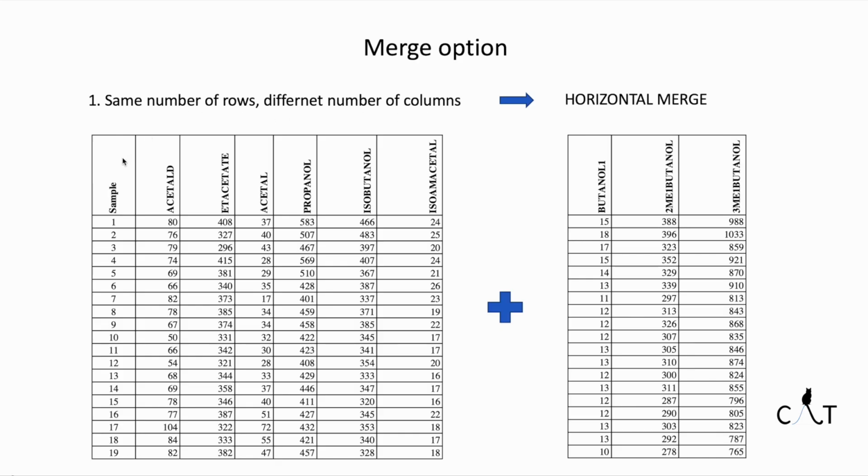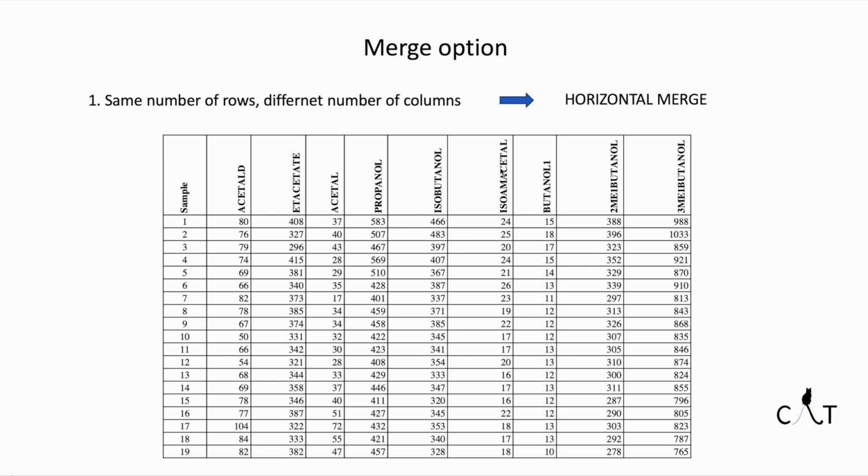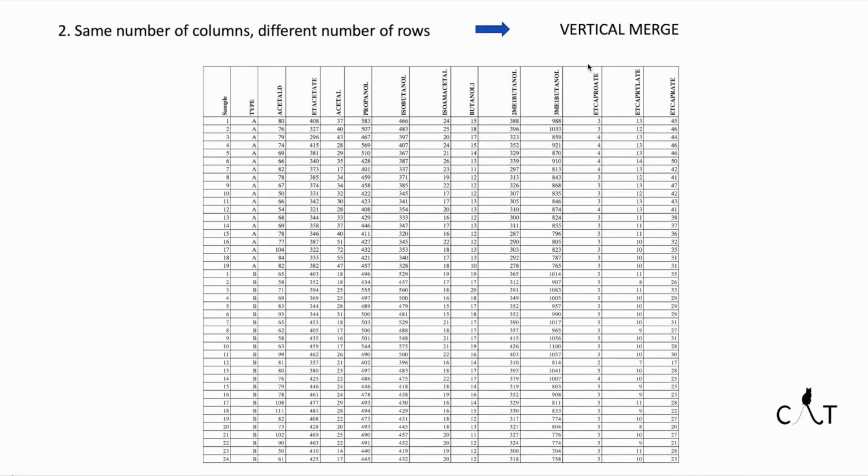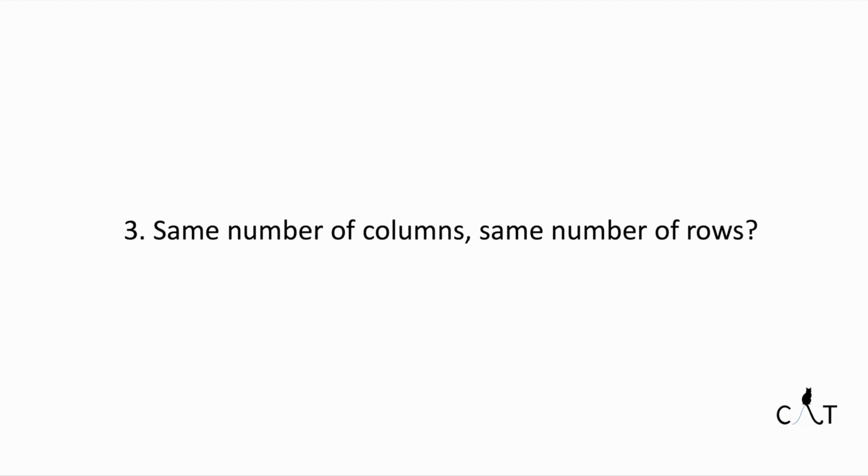Basically, we have three options. If we have the same number of rows and different number of columns, we will have the horizontal merge. And this is the result. The second option is if we have the same number of columns but different number of rows, we will have the vertical merge. And here's the result. But if we have the same number of columns and the same number of rows, now we'll see an example.